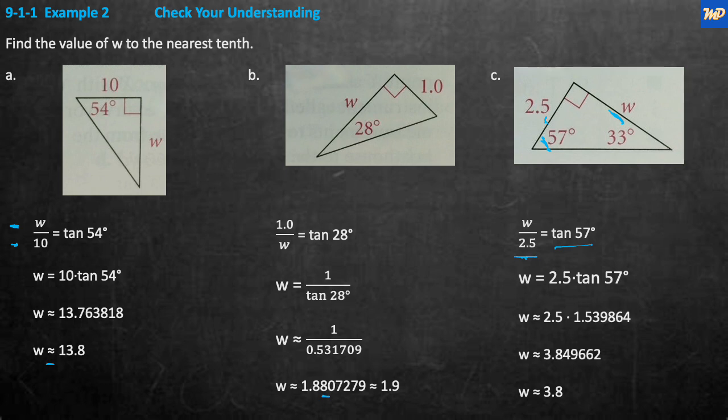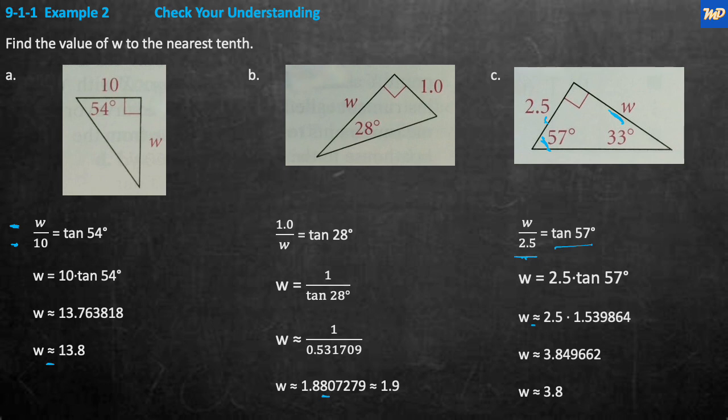1.539864. It's approximately equal to the tangent of 57 degrees, this number here. So that's why it's approximate. And when you multiply these two together, you get 3.849662. Once you've done that, W is still approximate.